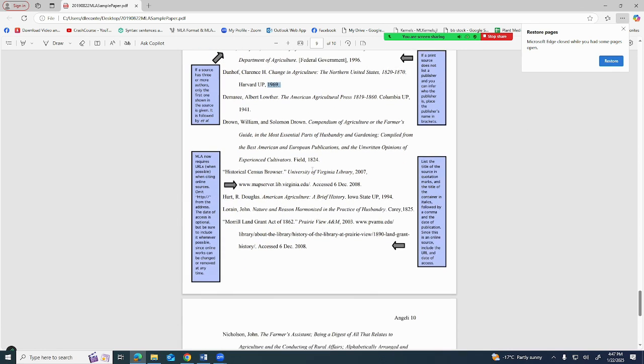Internet is a little different. So here's the title of the web page: Historical Census Browser, University of Virginia Library. That's where it came from, and this is the URL right here: www.mapserver.lib.virginia.edu. This one down here is another URL. So that's an internet page. The important thing is to get the title in there, and if there's an author.